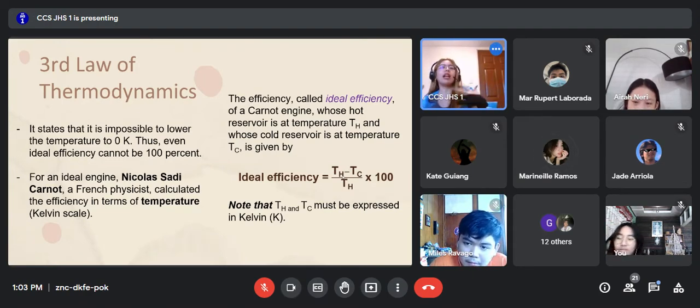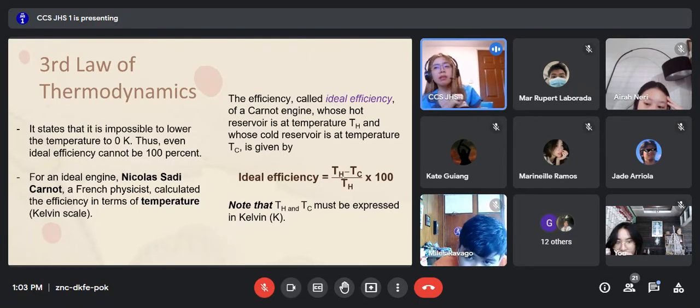Hot. If the movement of the particles is slow, then the temperature is cold. But what if there is no movement? What if the particles no longer move? You cannot say that it is low temperature or cold. You cannot also say that it is high temperature or hot.